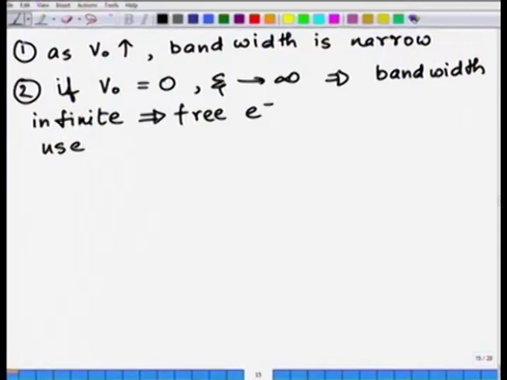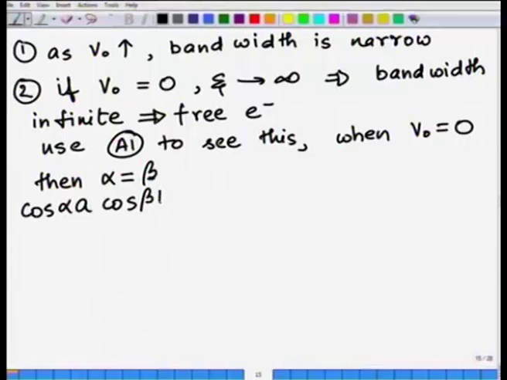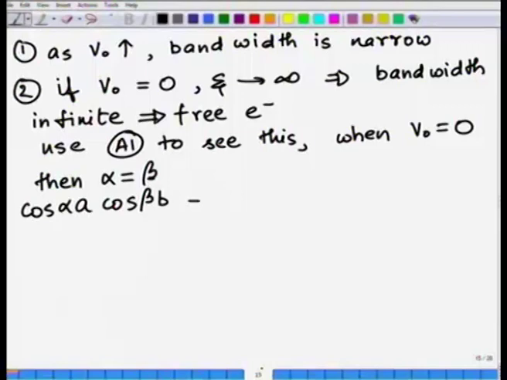Use the A 1 equation to see this. When V 0 is equal to 0, then alpha is equal to beta. Remember, alpha beta difference is epsilon energy minus V 0. Since V 0 is 0, therefore, alpha should become equal to beta. In that case, I can write this A 1 equation as cos of alpha A cos of beta B minus sin of alpha A sin of beta B should be equal to cosine of k A plus B.